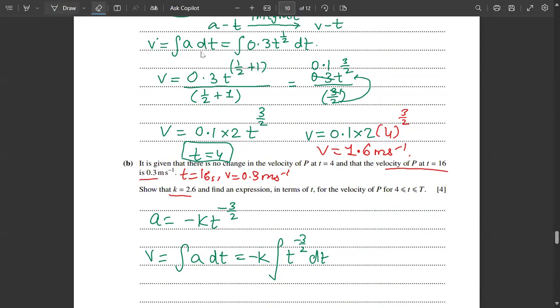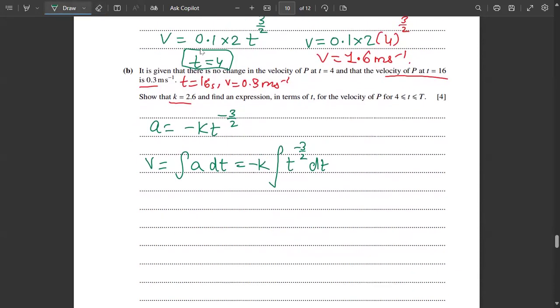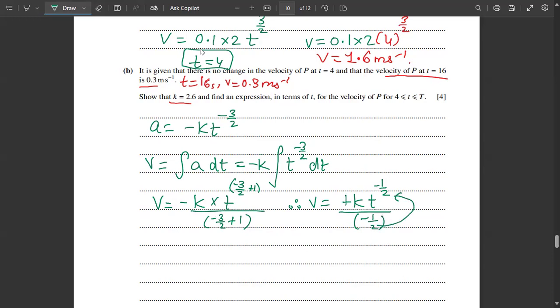Now moving forward, we can integrate t raised to minus 3 by 2 by t raised to minus 3 upon 2 plus 1, upon minus 3 upon 2 plus 1. Therefore, velocity is minus k t raised to minus 1 by 2 upon minus 1 by 2. Now this 2 will go up and this minus will cut to become plus. And what additional will be plus c.